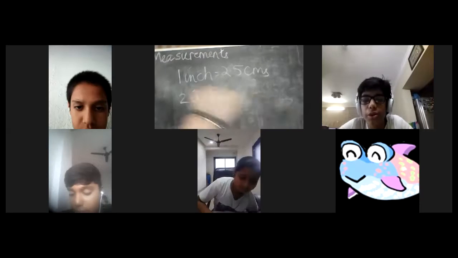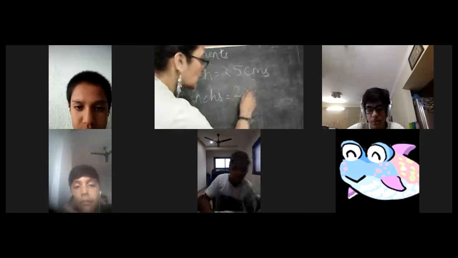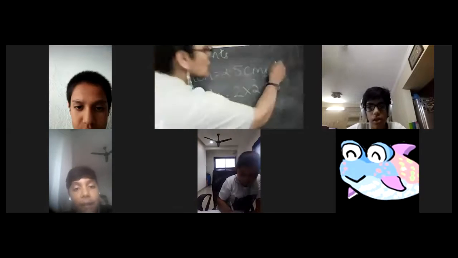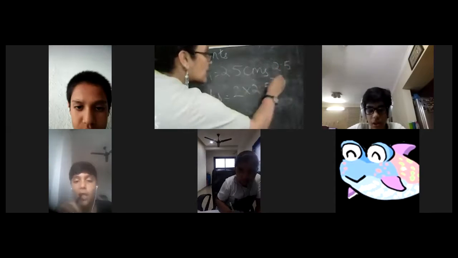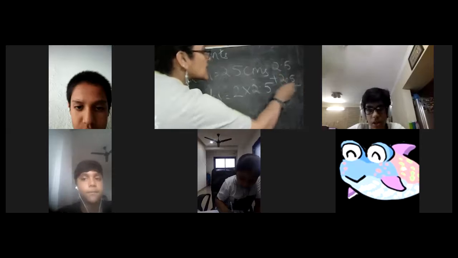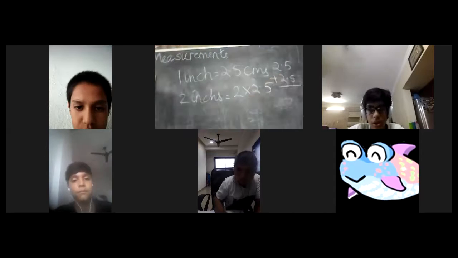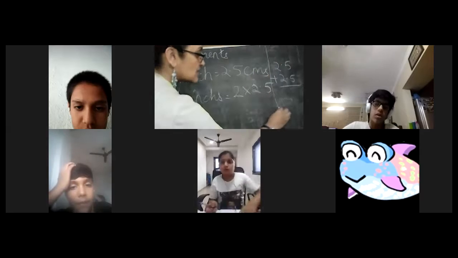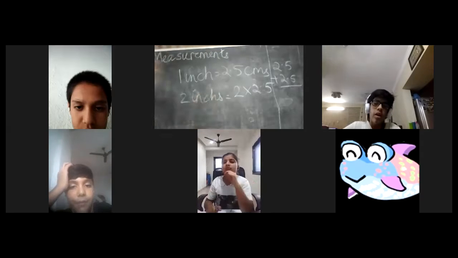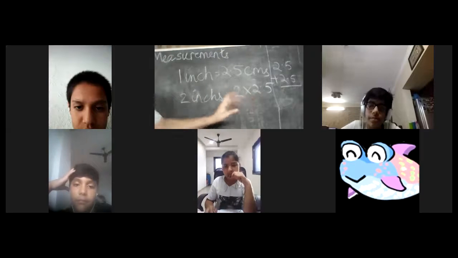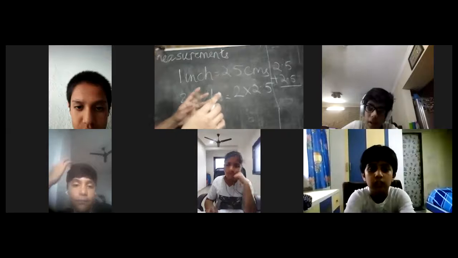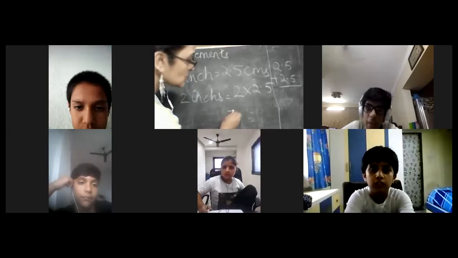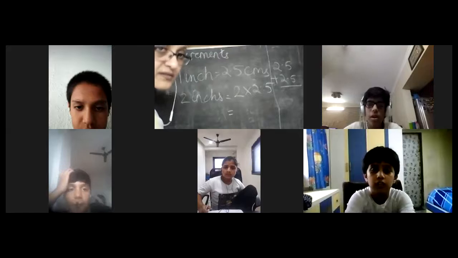2.5 into 2. 2 into 2.5. Why? Because you will do 2.5 plus 2.5. How many times did you write 2.5? Twice, so it is 2 into 2.5, not 2.5 into 2. Are you understanding what I'm saying? So what is 2 into 2.5?